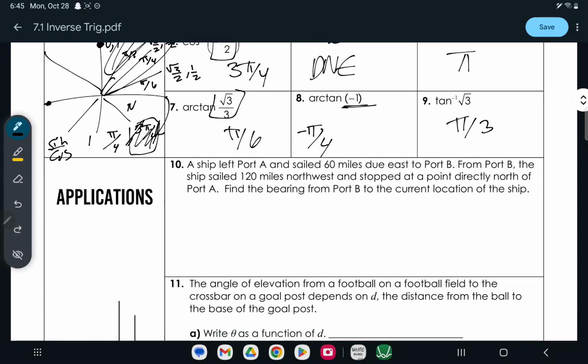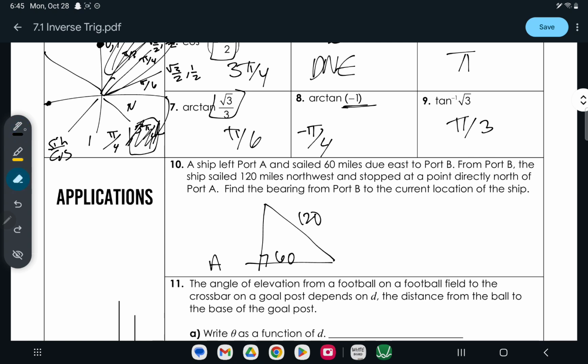A ship left port A, sailed due east to port B, 60 miles. From port B, we went 120 northwest and stopped at a point directly north of A. Find the bearing from port B to the ship's current location.